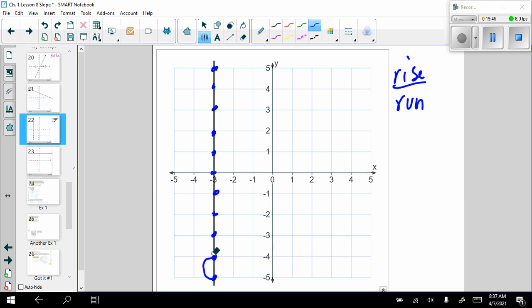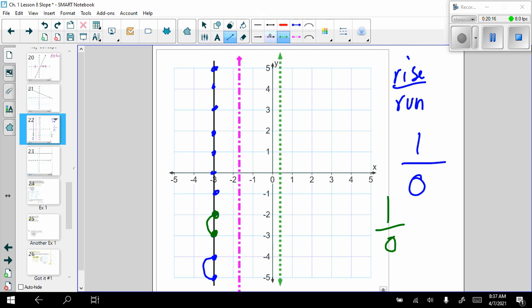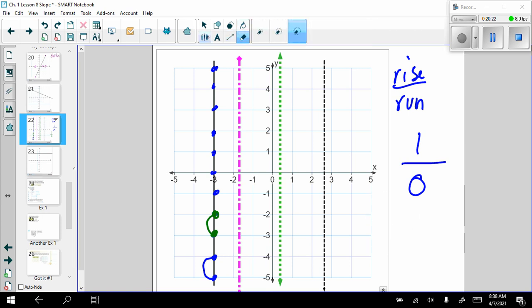So for me to count this slope, I'm going to rise 1, but I'm not going to run at all. I'm right on the dot already. Okay, again in green, from here to here. I'm going to rise 1, which is a positive 1, but I'm not going to run any because I'm already on that point. So we have a phrase for this vertical line, a line that is straight up and down.